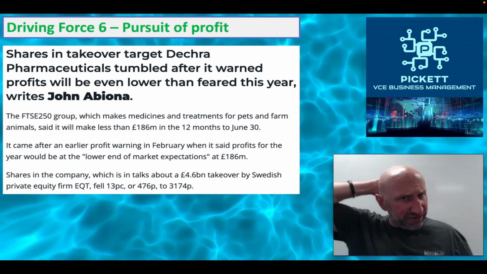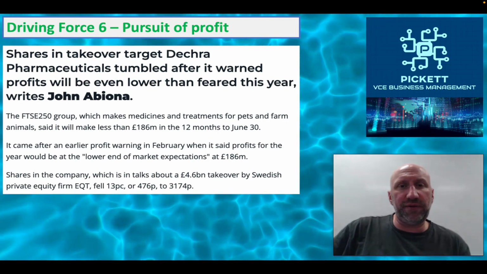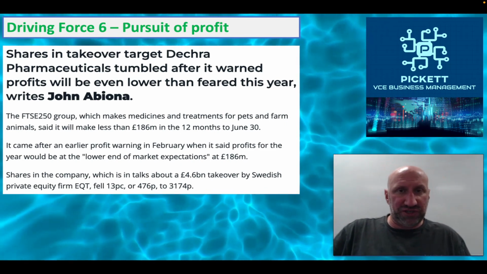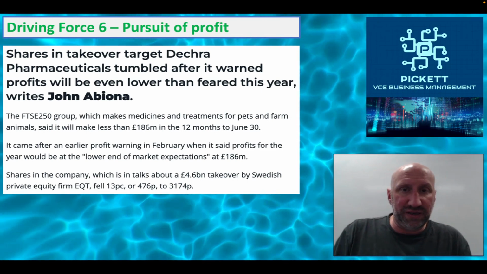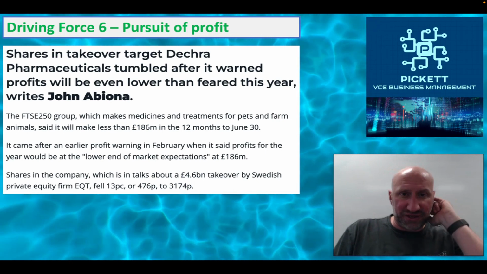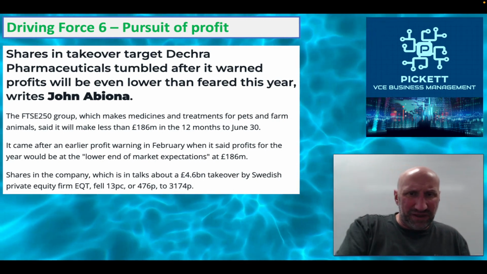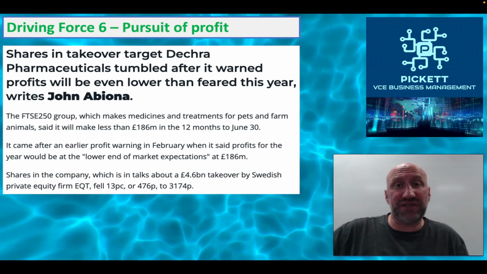Shares in this business, a pharmaceutical company, tumbled after it warned of lower profits. Again, same sort of idea as the Microsoft one. It's put out a warning to its shareholders that profits are going to be lower than what they were forecasting. So it's going to make less than $186 million, and the shares in the company fell 13%.